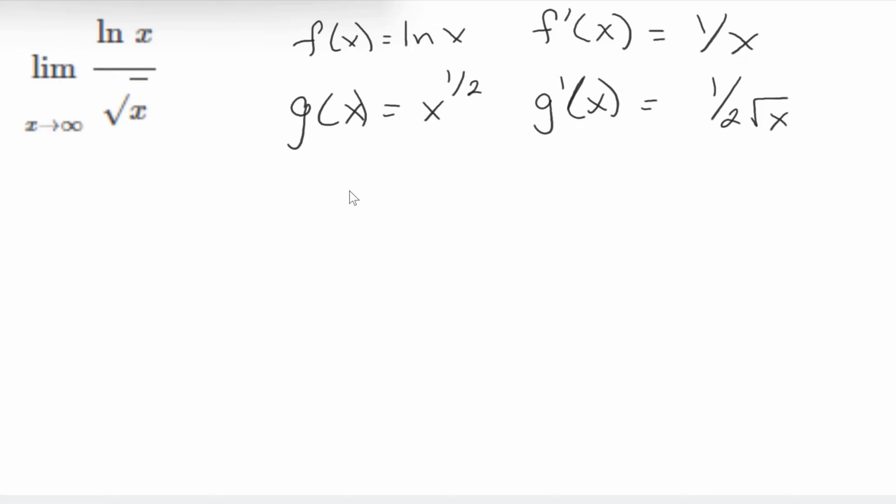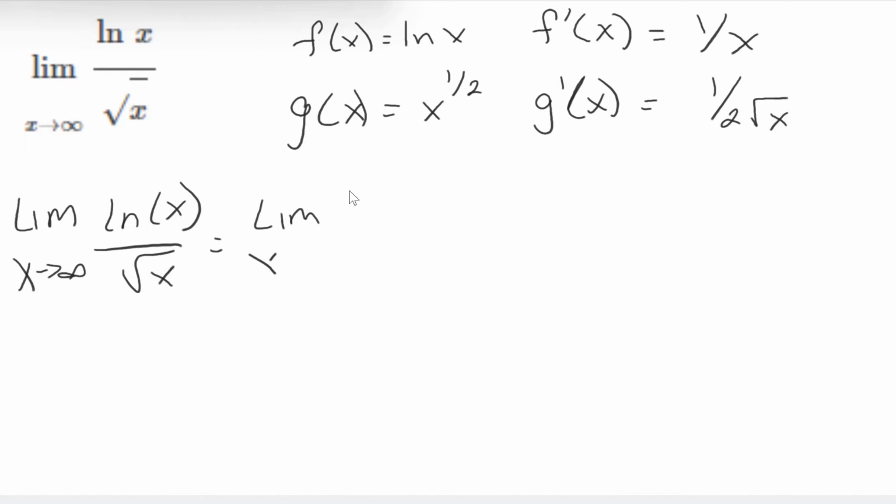All right, so if we're looking at the original problem, ln of x goes to infinity, the square root of x, the square root of infinity still goes to infinity. So we have an indeterminate form. We now have to do our derivatives for it. So I know that ln of x over the square root of x equals the limit as x goes to infinity of 1 over x divided by 1 over 2 square root of x. If I plug in infinity to the top and bottom of this one, I would get 0 over 0, correct? So it would still be an indeterminate form.